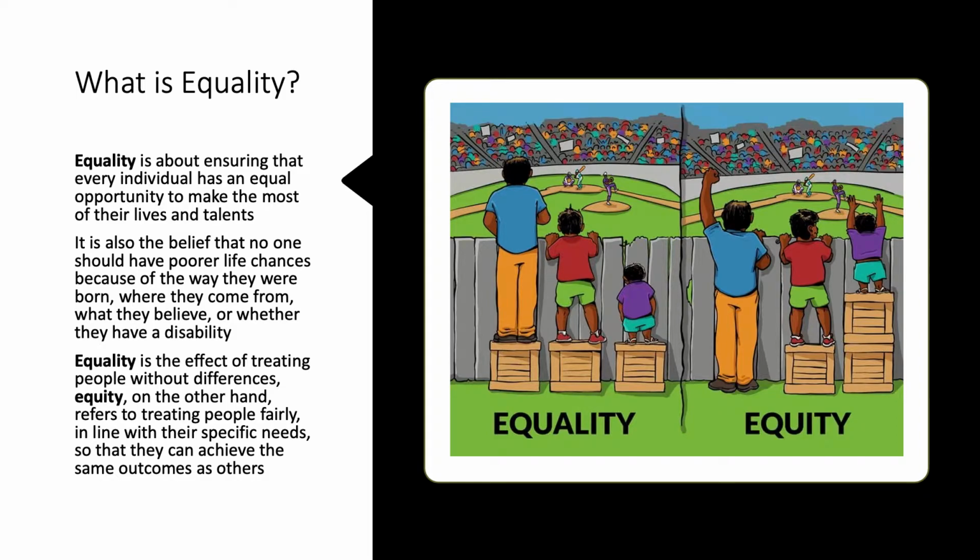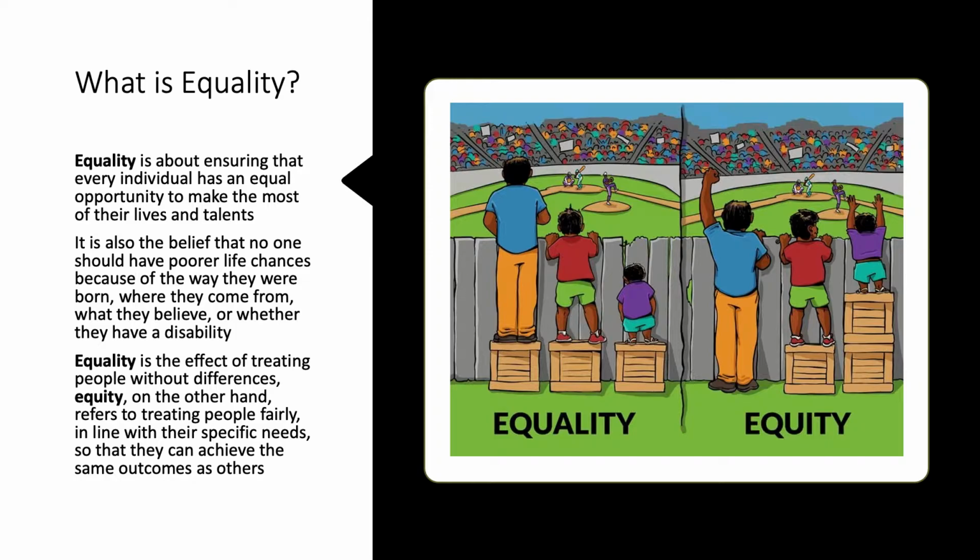So you can see here on that picture, under the equality one, those three people are all being treated equally, aren't they? They're almost being treated the same. Now, although that's equality, it's not actually providing them with equity, because equity is slightly different to equality, because it refers to treating people fairly in line with their specific needs.